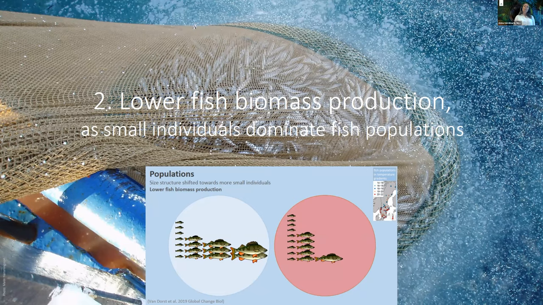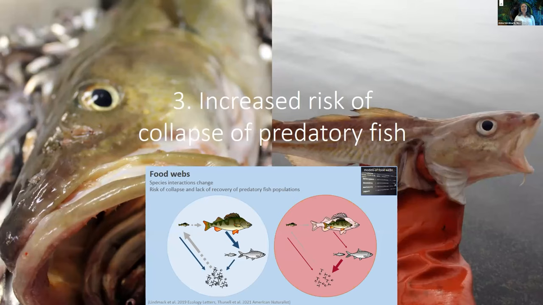So this affects fish production, but it also affects the interactions between species of fish and their prey in lakes and oceans. The third and most important part that we see is an increased risk of collapse of predatory fish populations, because warming has altered the size structure and therefore the interactions among species. So warming has profound effects on fish and ocean food webs, and this has consequences for fisheries and food production.